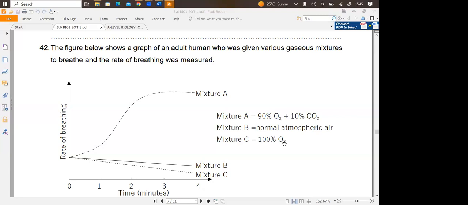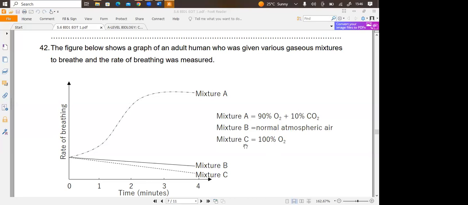Then now, can we try to establish the trend? In every data that you see, always try to establish the trend. So what is the trend here? With oxygen, this is the average, medium, this is very high. Then with carbon dioxide we have 10%, 0.03%, 0%. So carbon dioxide concentration goes on decreasing from mixtures A to C.